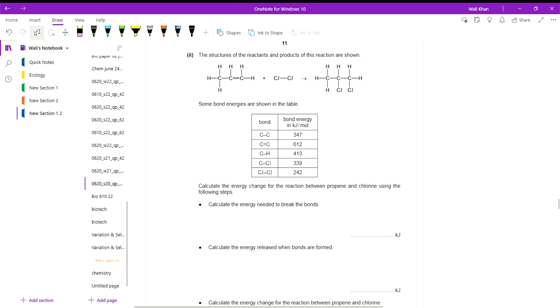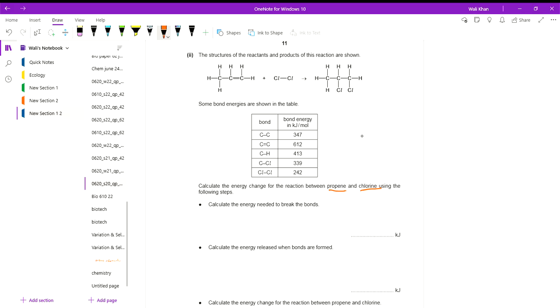Okay, next item. The structures of the reactant and product of this reaction are shown. ठीक है, so it is propene, ये आपको डबल बॉन्ड के साथ नजर आ रही है, प्लस क्लोरीन एटम्स और आपके पास इसकी प्रोडक्ट आ गई, ठीक है. Some bond energies are shown in the table. ये आपको बॉन्ड एनर्जीज उन्होंने शो कर दी है. Calculate the energy change for the reaction between propene and chlorine using the following steps. Calculate the energy needed to break the bonds.